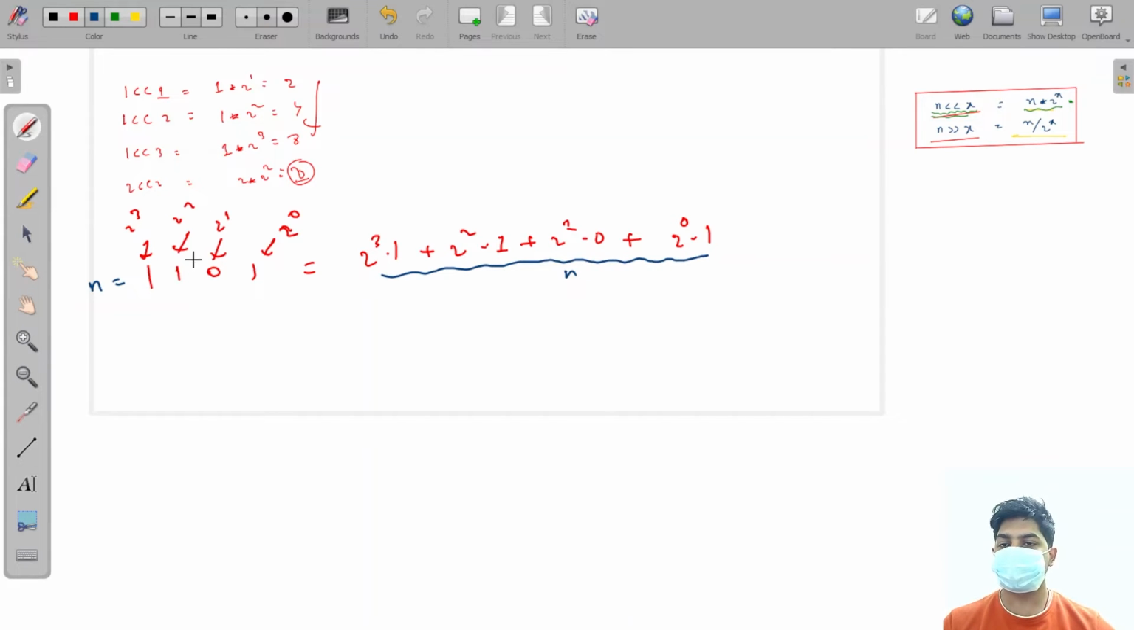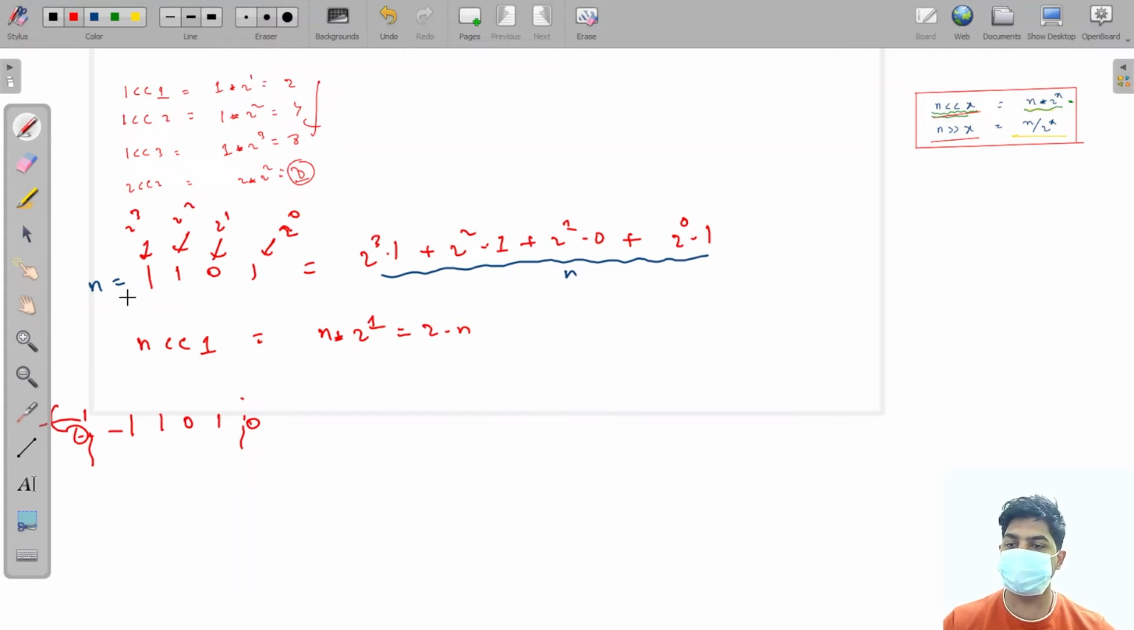Now let's suppose we perform n left shift of 1. N left shift 1 is n into 2 raised to power 1, that is 2 into n. Let's see how. If we perform left shift, this number will be 1101 with an extra 0 added, and from the other end a bit will be removed.